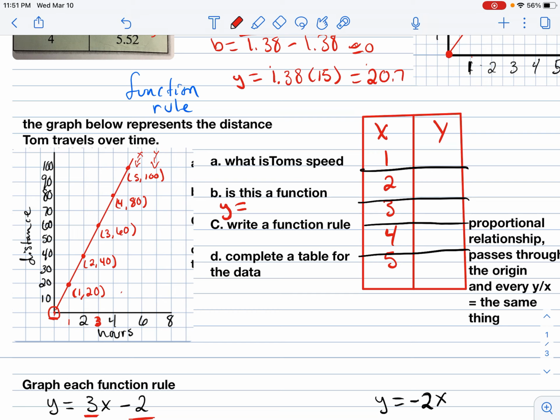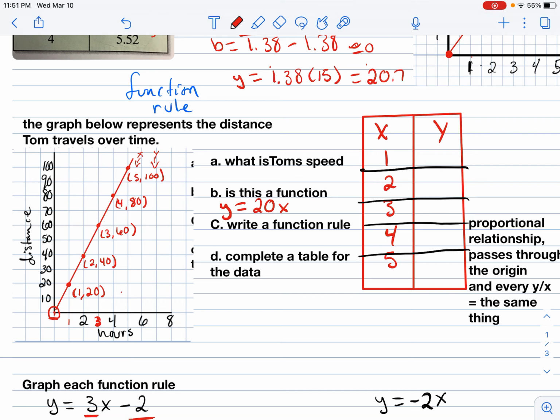Okay, and notice that in 1 hour we go 20, in 2 hours we go 40, in 3 hours we go 60, in 4 hours we go 80. So we're seeing a pattern that we're increasing 20 each time. Well, that increase is going to be our a value. So 20x. Okay, and once again, b is 0 because it passes through the origin. And if you think about it, he's not going to go any distance if he spends no time driving or traveling.